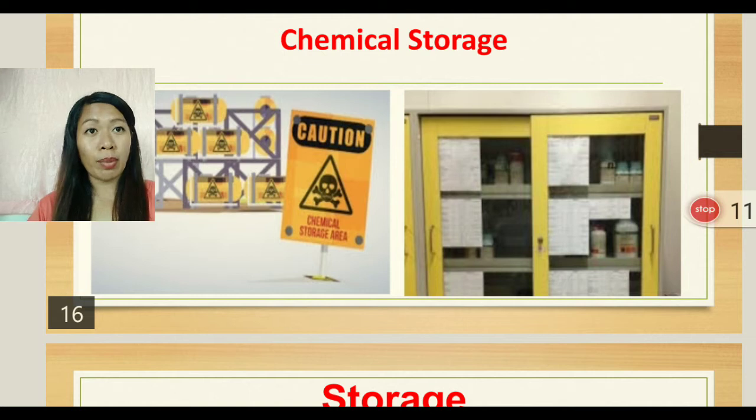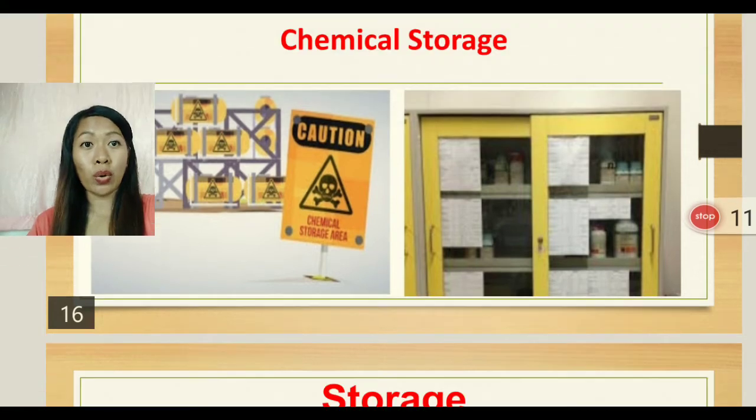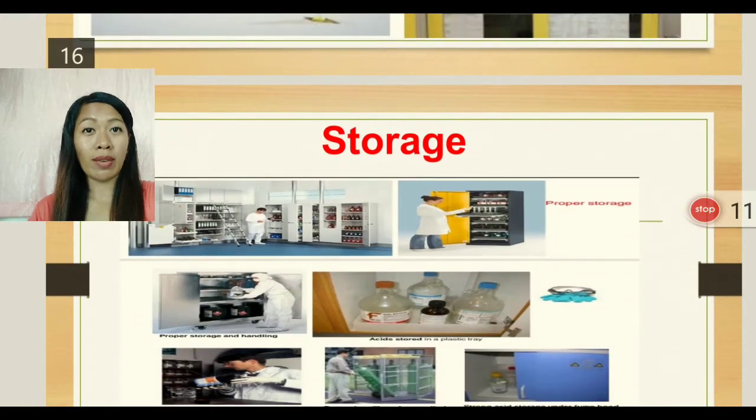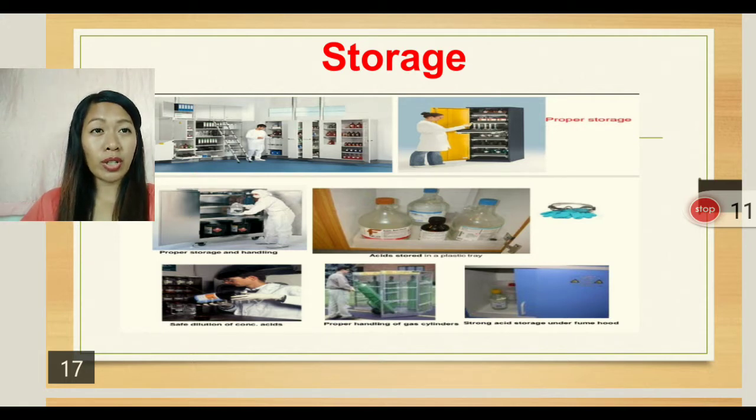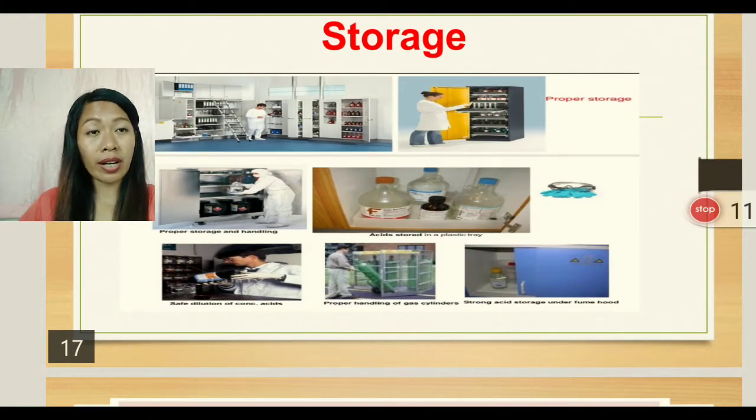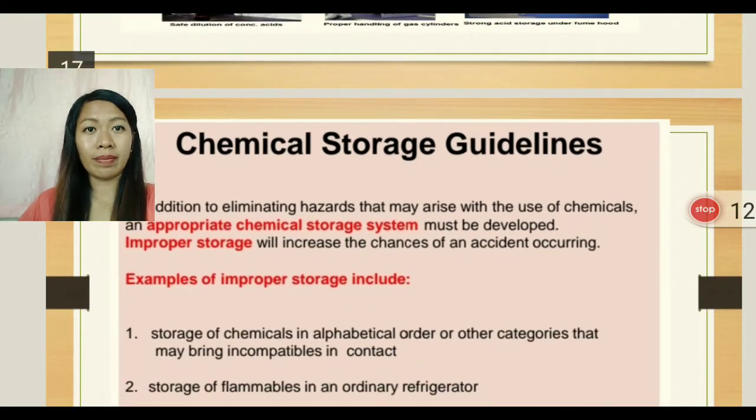Now, let's proceed to chemical storage. The chemicals should be handled with caution. Alright? So we have to be very cautious in handling chemicals. So we see in the picture the proper storage of chemicals. We have the shelves, the specific or specialized shelves, and the refrigerator, and also we can see that it's organized, it's clean, and nice to see.